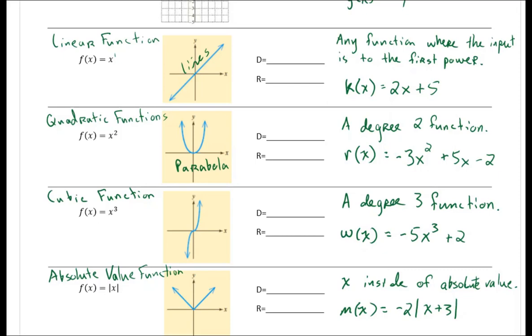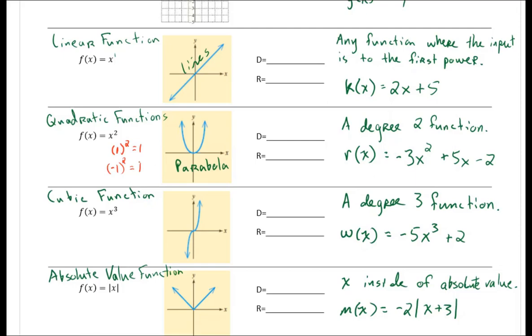So jumping back up here to the quadratic functions, if I take this, it's going to square all of my inputs. So if I have a 1 squared, then that equals 1. If I have a -1 squared, then that equals 1. So when I square opposites with a quadratic function, I'm going to get the same output.